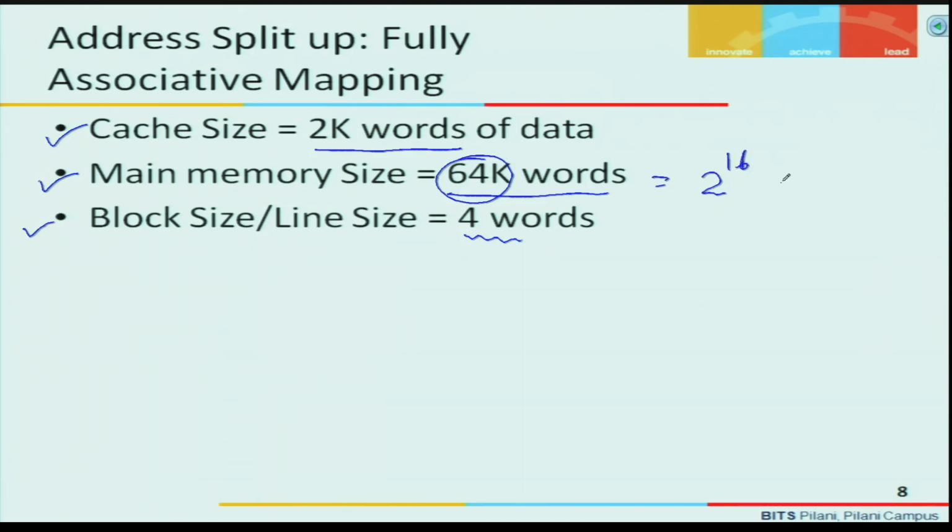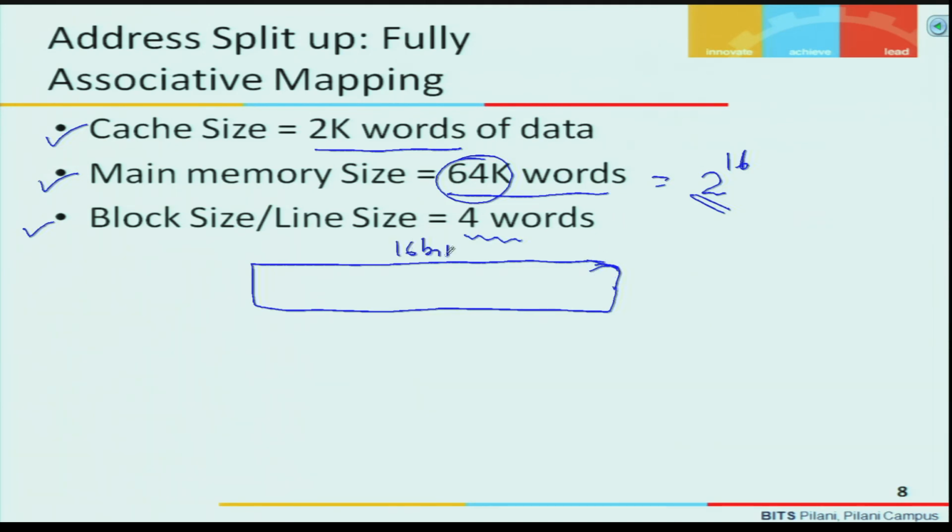K means 2 power 10, and 64 means 2 power 6. So, 2 raised to the power 16 is the total number of words. To uniquely identify these words, I need a 16-bit address. So, this is a 16-bit address.